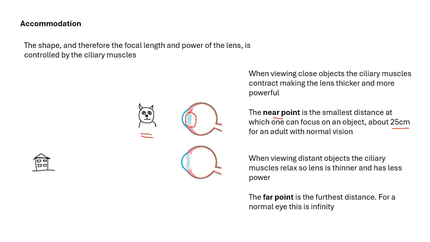When looking at things far away, distant objects, the ciliary muscles relax, and so the lens becomes long and thin and less powerful. The far point is the furthest distance that you can focus. For a normal eye, we say that this is infinity. Basically it means you can look at things very, very far away and they'll still be in focus if you can see them.